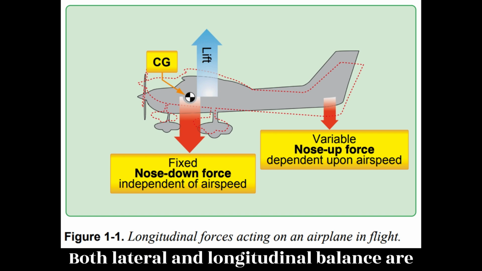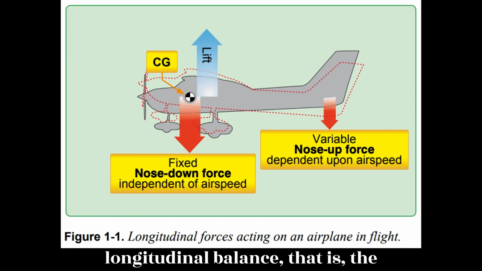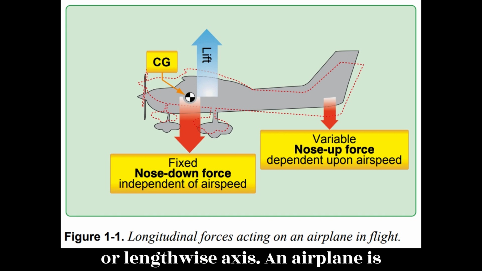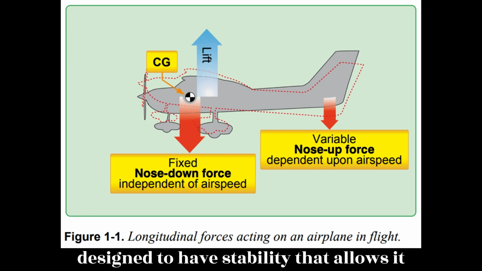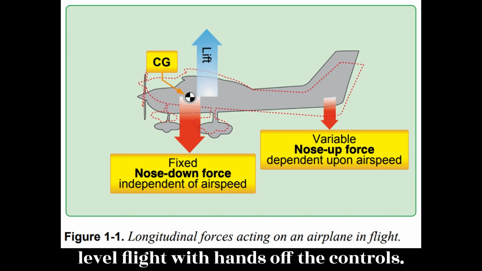Both lateral and longitudinal balance are important, but the prime concern is longitudinal balance, that is, the location of the CG along the longitudinal or lengthwise axis. An airplane is designed to have stability that allows it to be trimmed to maintain straight and level flight with hands off the controls.